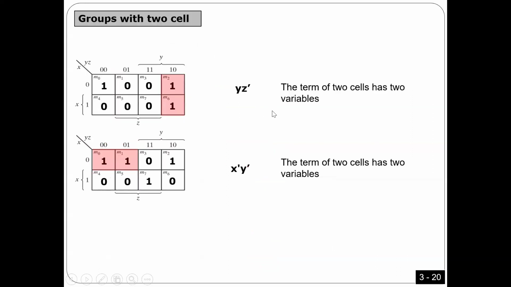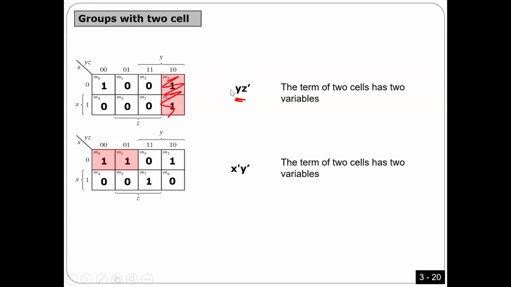Okay, let's look, for example, at a group of 2. You can see here, I can take these 2 together this way, and in this case the term is going to have two variables. How can you get these 2 variables? Very simple. These two together are in the area of y. So I'm going to take y.